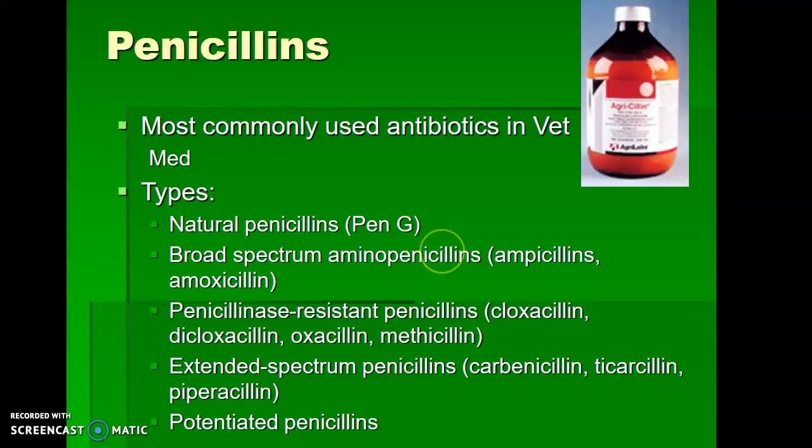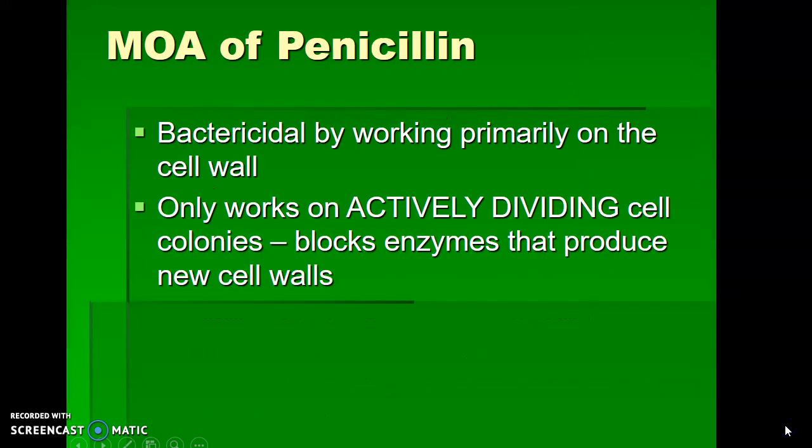And then there's broad spectrum aminopenicillins, and that includes ampicillin and amoxicillin. Broad spectrum refers to what I was just talking about. They cover a variety of gram-negative, gram-positive, aerobic, anaerobic. It's more broad spectrum. There are penicillinase-resistant penicillins, and I'll talk about penicillinase soon. Extended spectrum penicillins. So again, just named on what they target. And then we have potentiated penicillins.